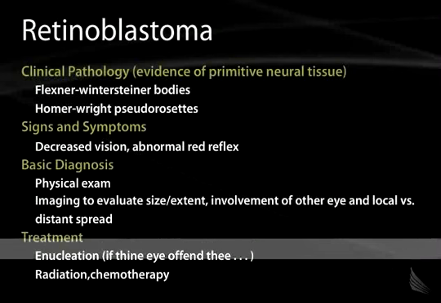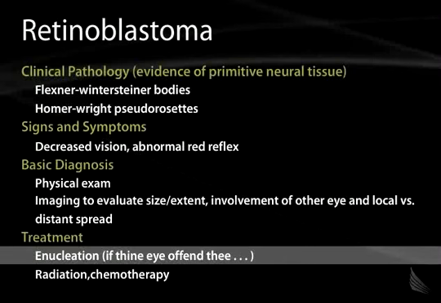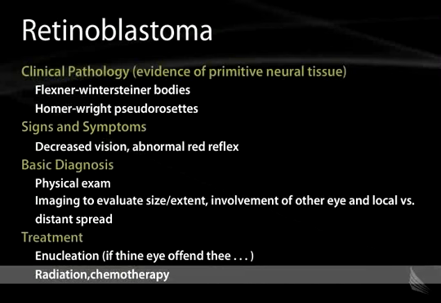The treatment is often to remove the eye. If thine eye offend thee, thou shalt cut it out, is the saying. So if you have a tumor inside the eye, you need to cut it out before it spreads through the optic nerve to the central nervous system. In addition, frequently children get radiation and chemotherapy.